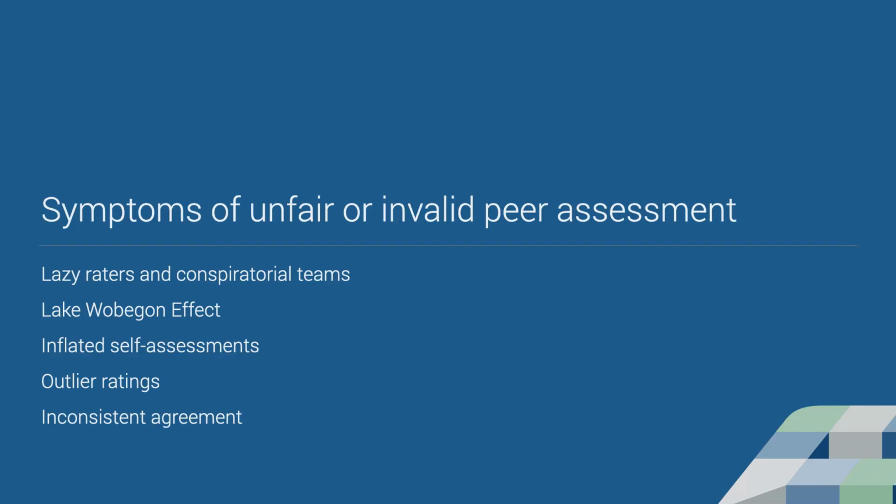Here are typical symptoms that our peer assessment may not be fair nor valid. First, lazy raters or conspiratorial teams who give everyone the same, typically a high rating across all elements of the peer assessment rubric. Second, the Lake Woebegone effect, where the class as a whole tends to rate itself mostly above average. Third, inflated self-assessments, known also as excessive self-enhancement bias, where the student rates themselves much higher than the peer assessment provided by their teammates. Fourth, outlier raters that rate a team member very differently than the rating given by other members of the team. Fifth, inconsistent teams where there is poor agreement about the ratings given to high, average and low team contributors.